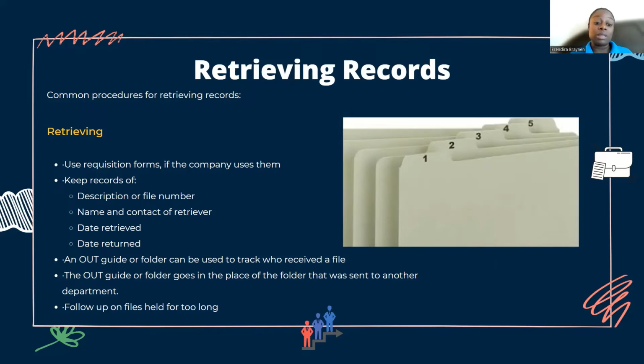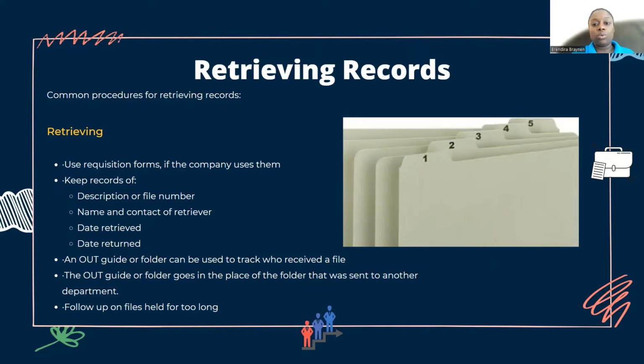The same thing happens with the out guides. It helps you to keep track of who borrowed a particular file. And so you can always go back and see if there's something missing from the file or something happened to the file. You can go back and see the trail of who actually borrowed the file so that you can find out anything you need to find out or ask any questions about a particular file.